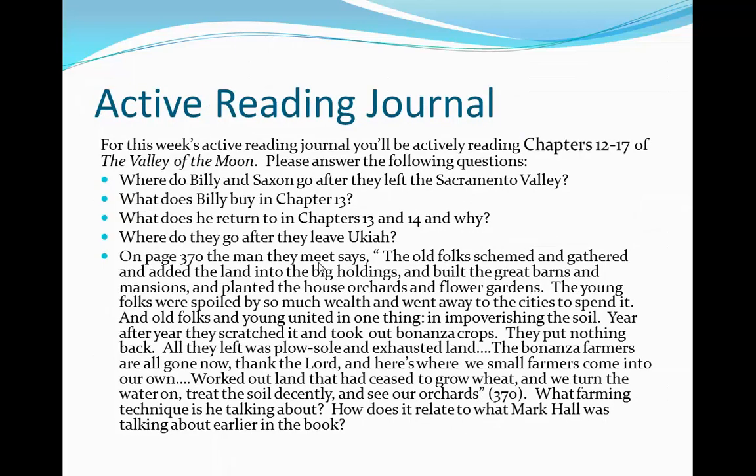All right, this week you'll be working on your active reading journal. This is our second to last week working on Jack London's The Valley of the Moon. So please make sure you're thinking about the text holistically. We're going to be answering the following questions in our active reading journal. Where do Billy and Saxon go after they leave the Sacramento Valley? What does Billy buy in Chapter 13? What does he return to in Chapters 13 and 14 and why? Where do they go after they leave Ukiah?